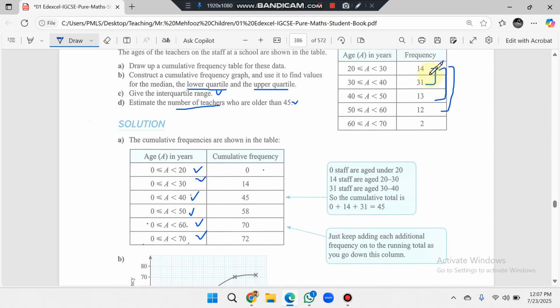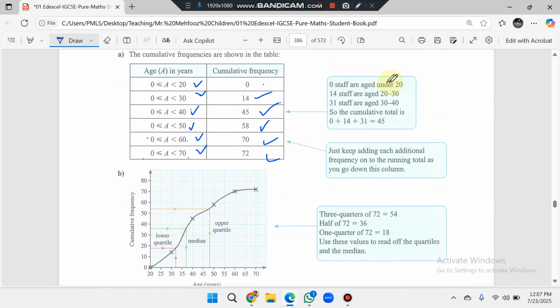So first is as it is, 14. Next one is 14 plus 31, that is 45. Next one is 14 plus 31 plus 13, that is 58. Next one is 14 plus 31 plus 13 plus 12, that is 70, and the next one is 72, right? So this is the cumulative frequency table.